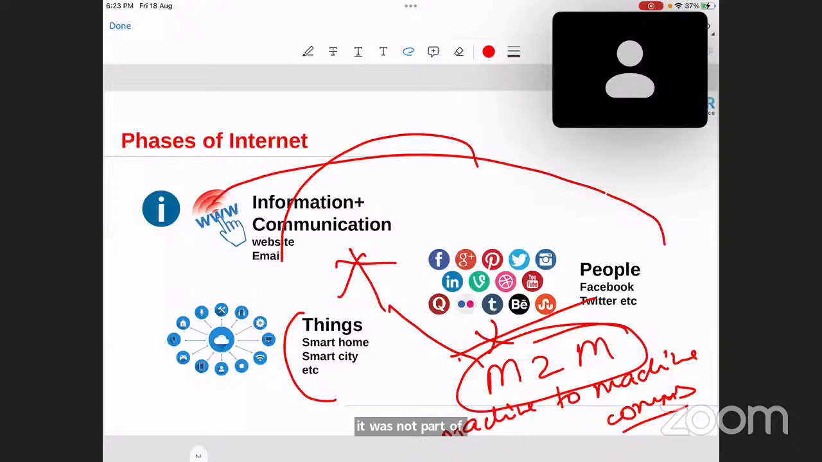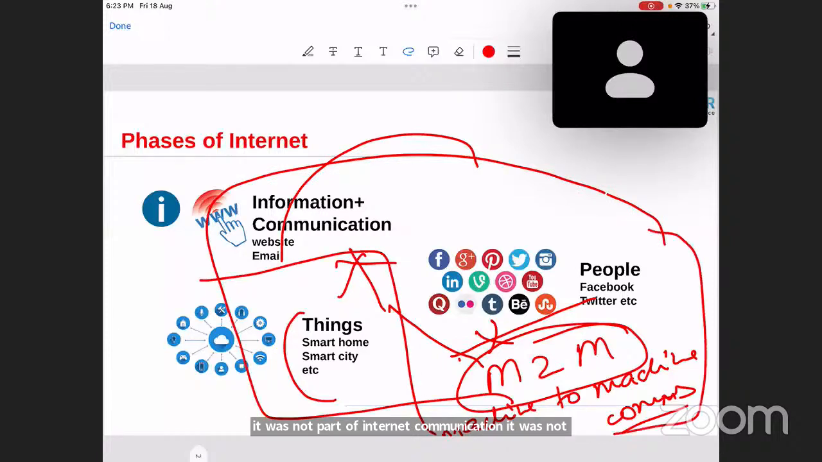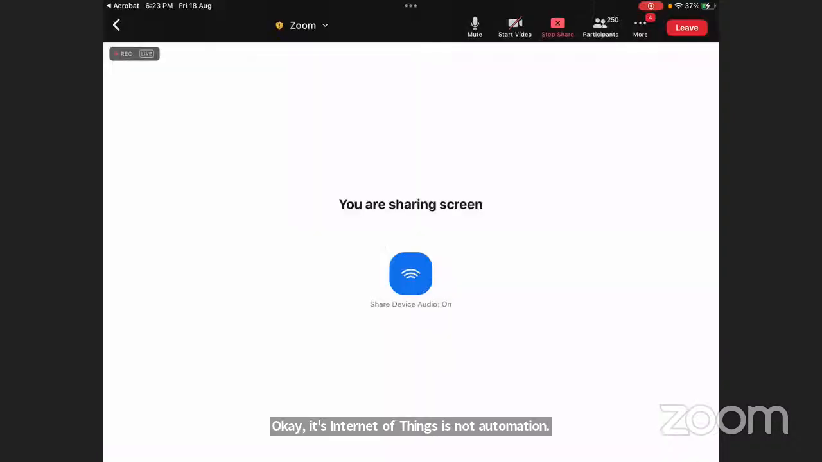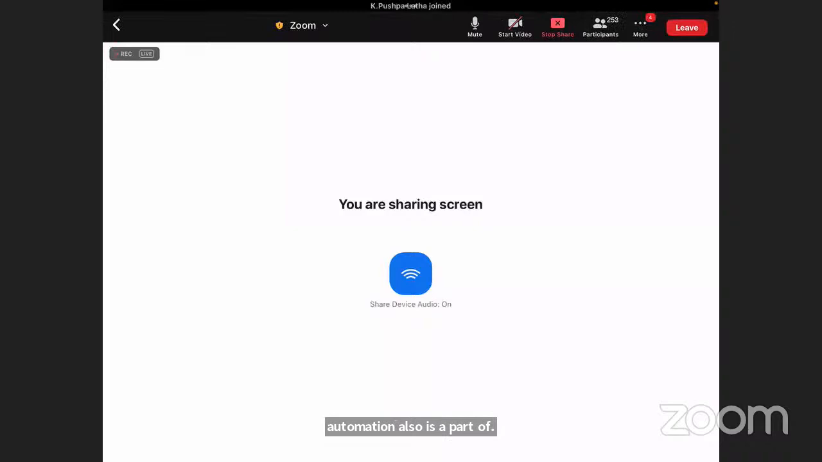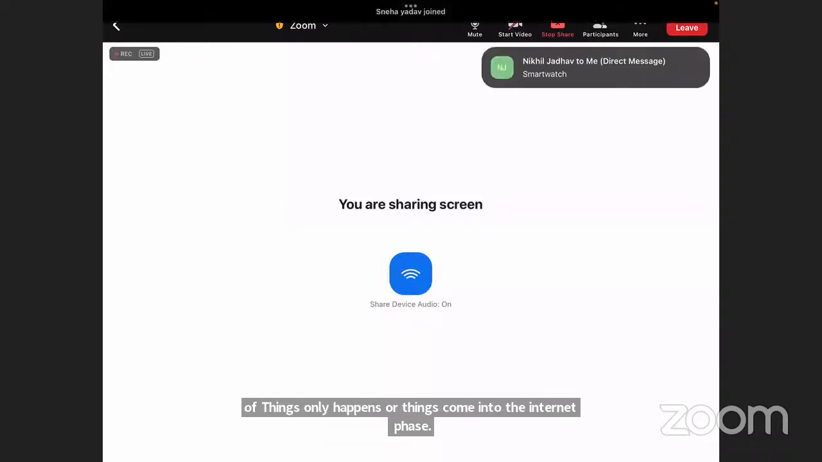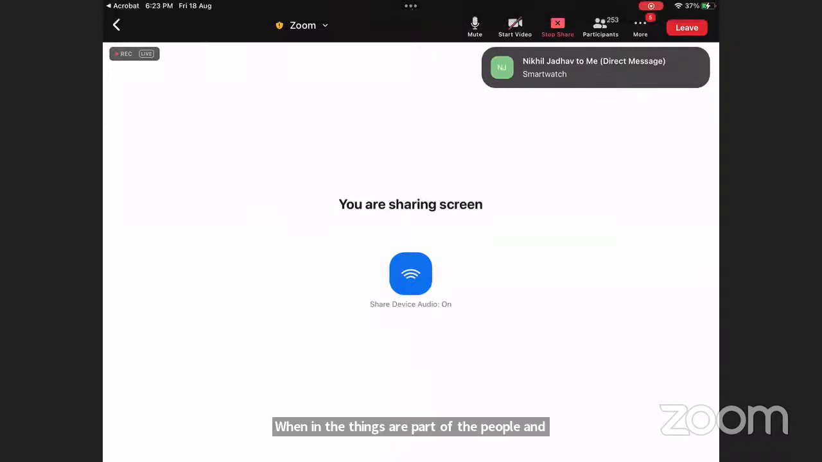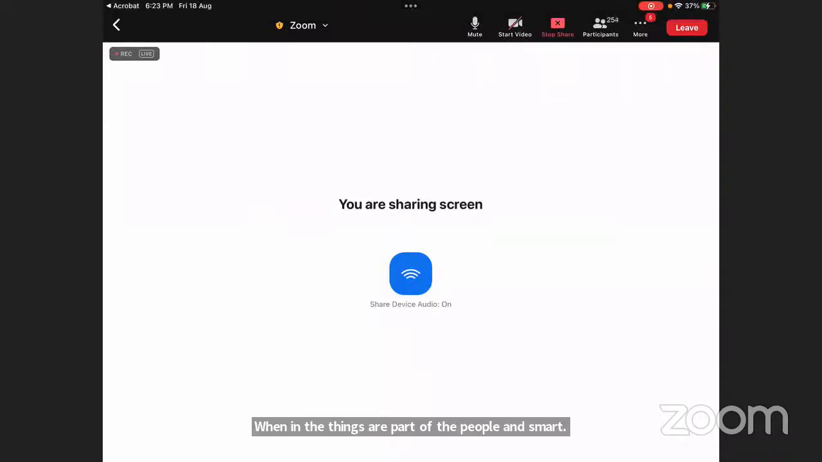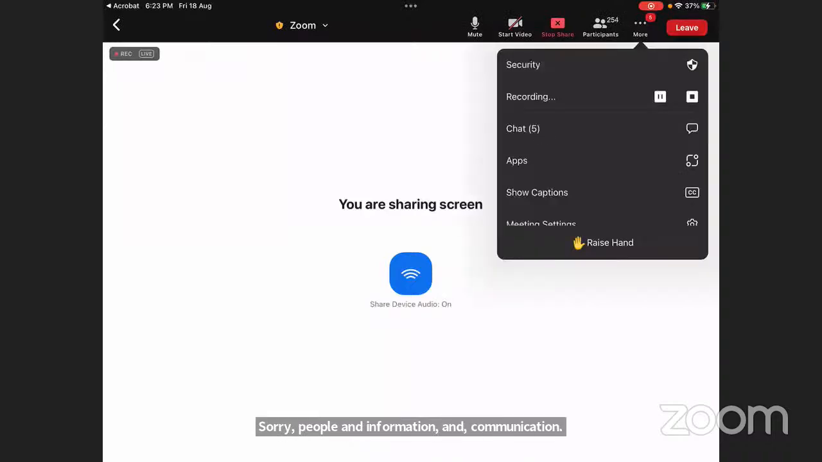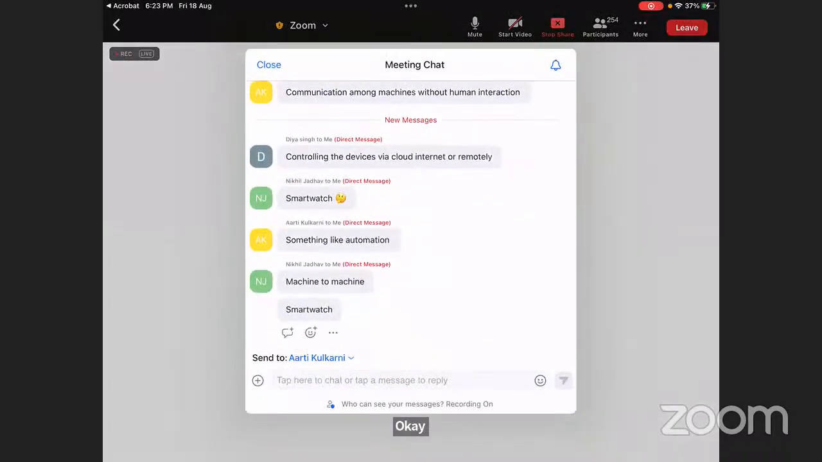Now, when all these things, when M2M, information, communication, and people, all three come together, then it becomes Internet of Things. Okay, Internet of Things is not automation. Automation also is a part of Internet of Things. Automation is not Internet of Things. Okay, Internet of Things only happens, or things come into the internet phase, when the things are part of the people and information and communication. Okay, that time it becomes IoT. I will just see what you guys have written. Machine to machine, smartwatch. Yeah, examples we can all give now. Something like automation. Automation is a small part of smart things.